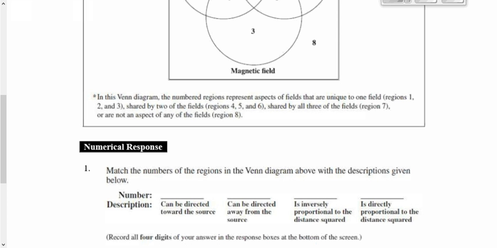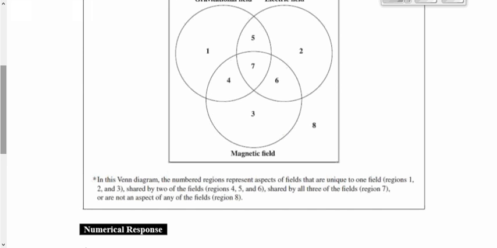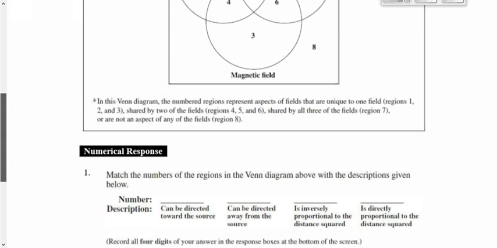Which field, electric field, magnetic field, gravitational field, can be directed toward the source? Not is directed toward the source, but can be directed toward the source. Is the gravitational field directed toward whatever causes the field? Yes. Can a magnetic field be directed toward whatever causes it? Yes. It can be directed toward a south pole, right, which causes a field. Can an electric field be directed toward the source? Yes, it can be directed toward a negative. So that would be all 3 of them, which would be number 7, right?